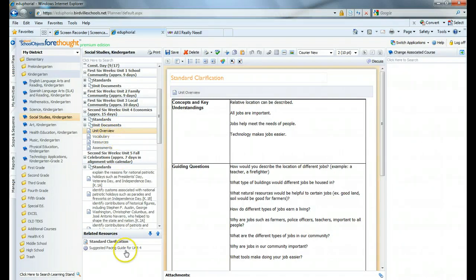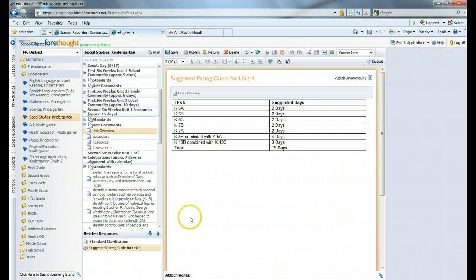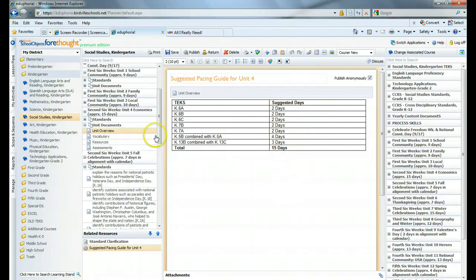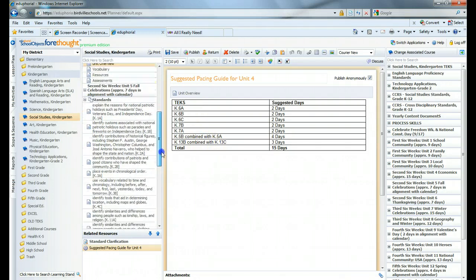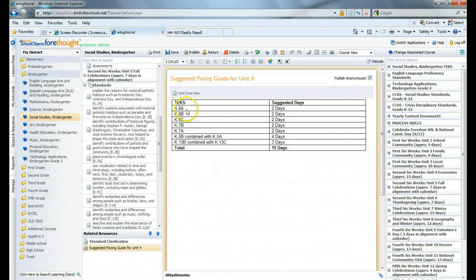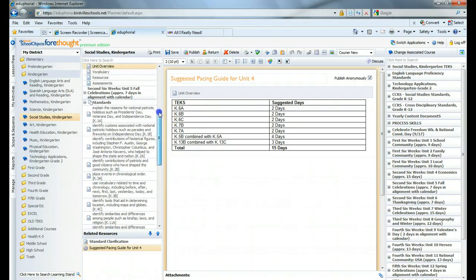Your unit overview now includes a suggested pacing guide for Unit 4. It will tell you the order to go in. I have gone through here and put these in logical order. For example, you'll see we start with K.6a. What that is talking about, let's pull it up right here.